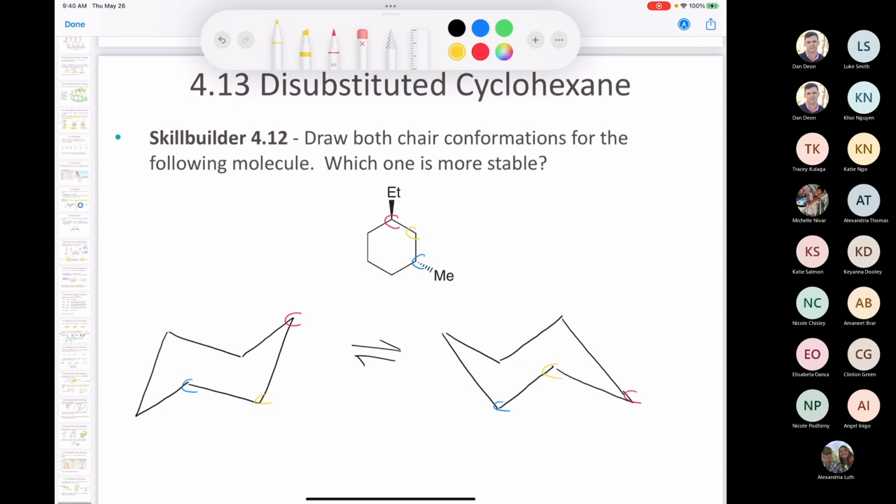Okay, so let's start with the ethyl group. Let's imagine that the ethyl group is up and axial. And it doesn't matter.